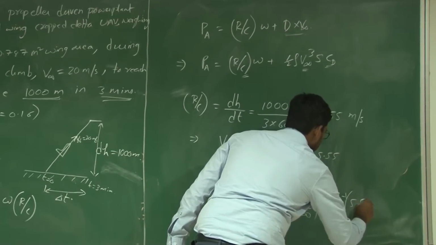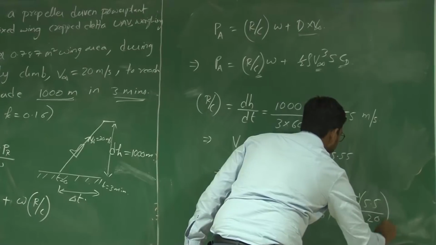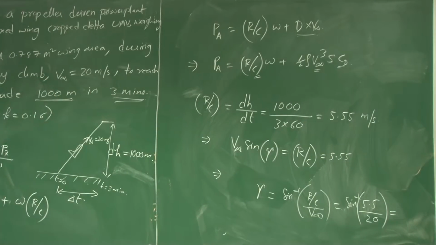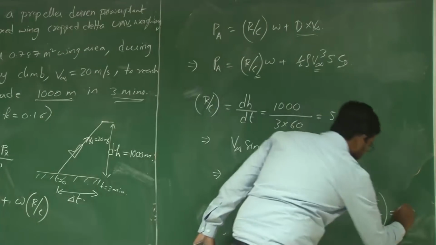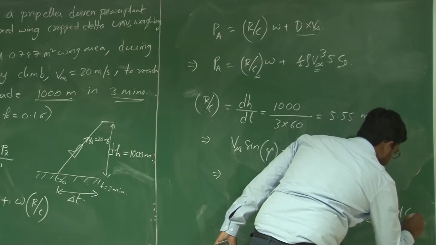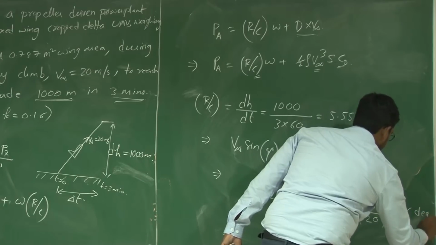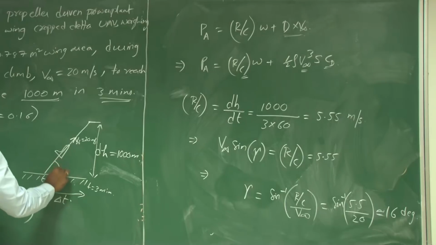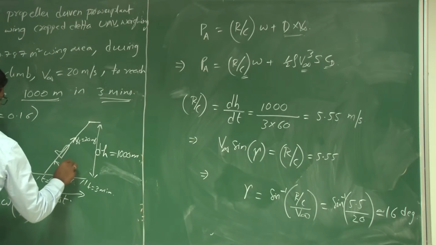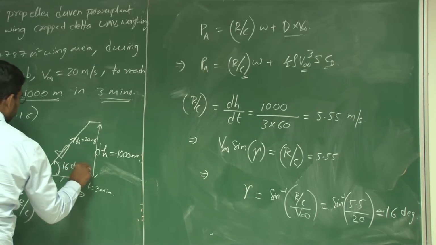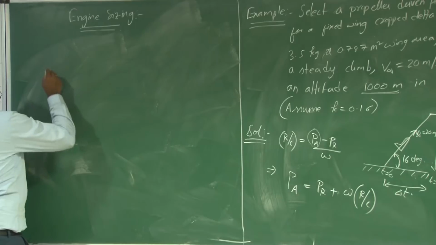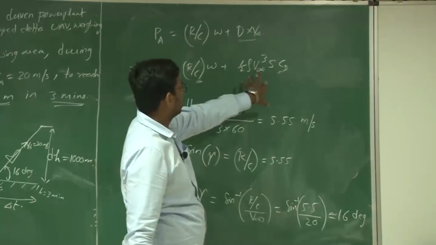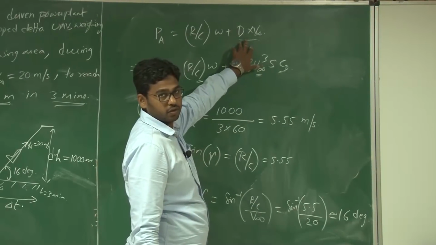which is sine inverse of 5.5 divided by 20 meters per second, because the velocity during the steady climb is 20 meters per second, right? So this is approximately 16 degrees. So the corresponding angle of climb is 16 degrees. Now we know what is rate of climb, what is the corresponding angle of climb. We need to calculate what is the power requirement during this condition.